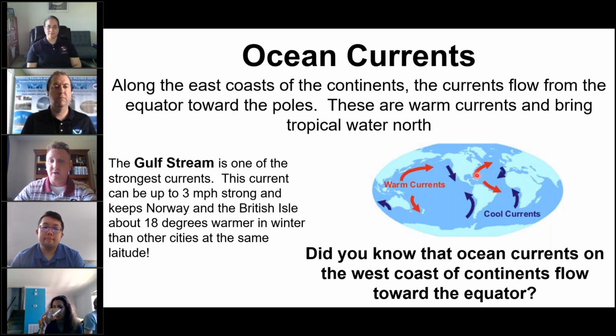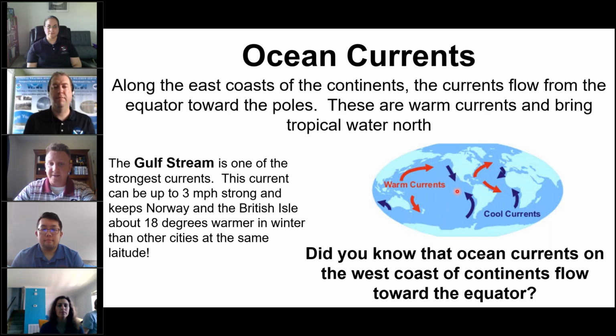The Gulf Stream here on the east coast of the United States is one of the strongest currents there is. It can get as fast as 3 miles an hour at times. That can keep temperatures in areas like Norway and the British Isles, up here in the northern Atlantic, 18 degrees warmer than areas that might be inland or away from the Gulf Stream.